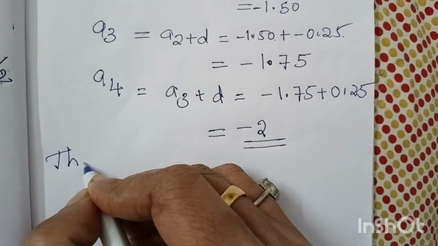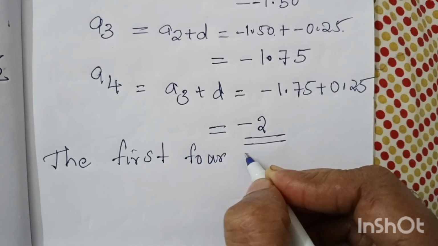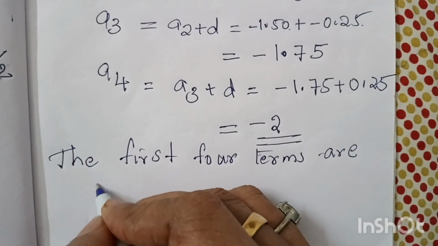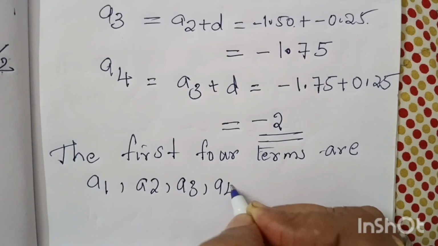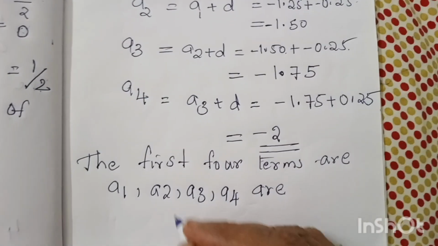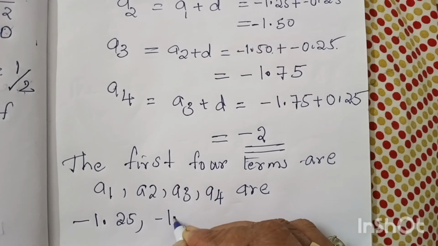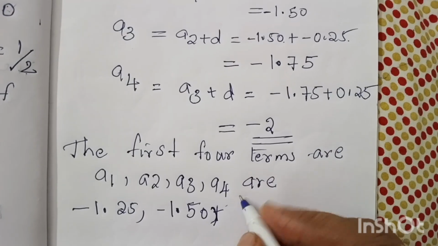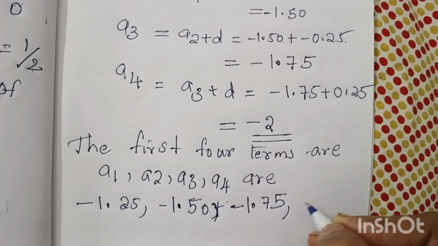So the first four terms a1, a2, a3, a4 are minus 1.25, minus 1.50, minus 1.75, minus 2.